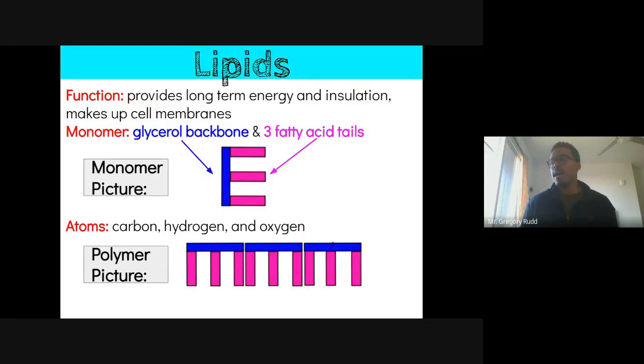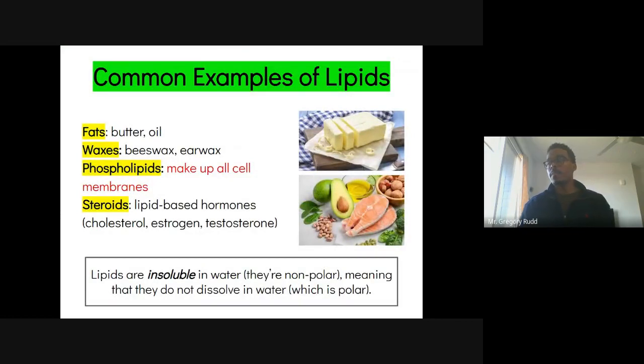We want to always keep in mind that we want to know 4 things about all 4 of our organic compounds: the function, the monomer, the atoms, and examples. So here are some examples of lipids. Lipids are fats, waxes, phospholipids, and steroids. We'll talk a lot more about phospholipids in Unit 2. Very, very important because they make up cell membranes. And we'll talk about what a cell membrane is.